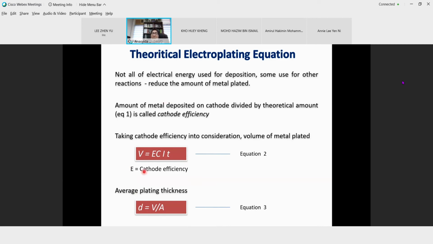So we can also determine the thickness. If you want to determine the thickness of plating, it's from this formula: D, the thickness of plating, equals the volume divided by the area of your sample. So you get the thickness of plating.